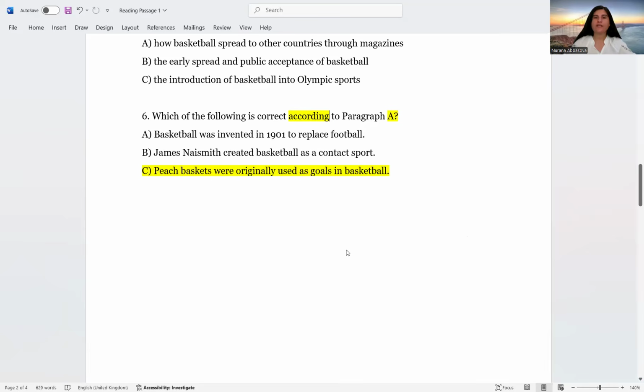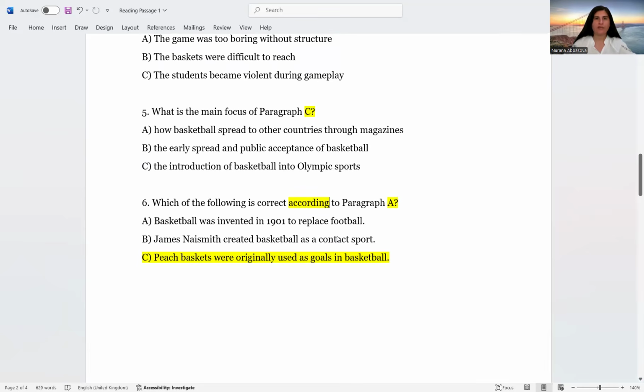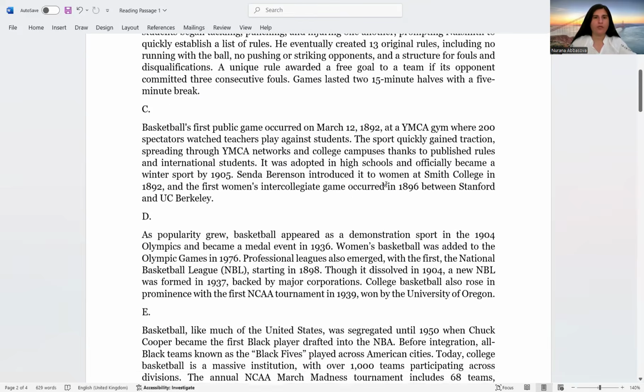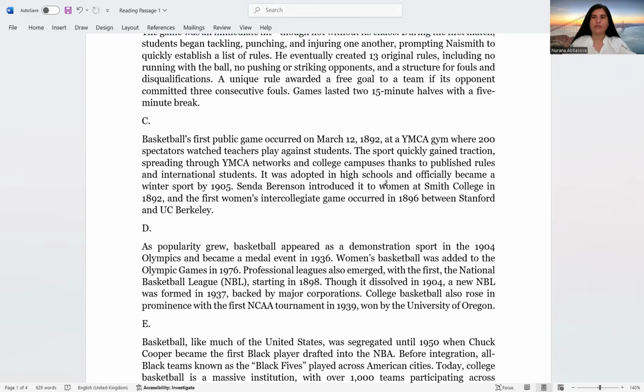And what about second? I said multiple choice questions can be in different types. The first one is detail, according to mainly. The second type is main focus. Main focus means the main idea of paragraph C. Now, I will read it and I will ask you for the answer. Please be active. I'm waiting for your answers.